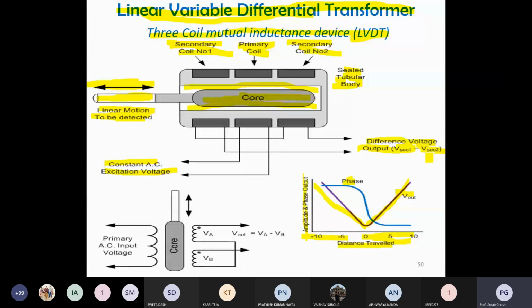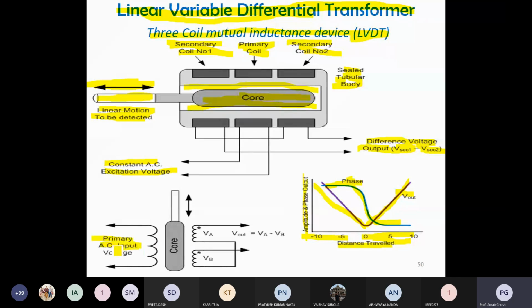Then the reversal happens when the core is nearer to coil number 2, so less voltage will be induced in secondary coil number 1. So it is the negative side. And you can also find out the phase, of the secondary coil relative to the primary coil. Then from that diagram you can understand better.